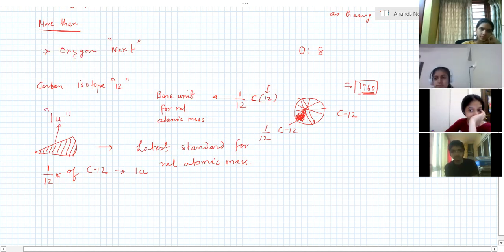Okay, so when you say hydrogen is equal to 1, that means we are telling hydrogen is the same as this fellow's mass. When you say atomic mass of helium is equal to 4, that means he is 4 times as heavy as this slice. That's why it's called 4U. When you say oxygen is equal to 8, that means this oxygen atom is 8 times as heavy as this slice, 8U. Are you following this, guys?